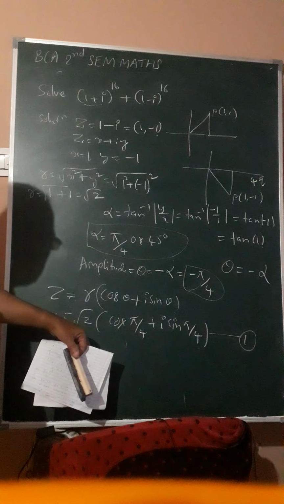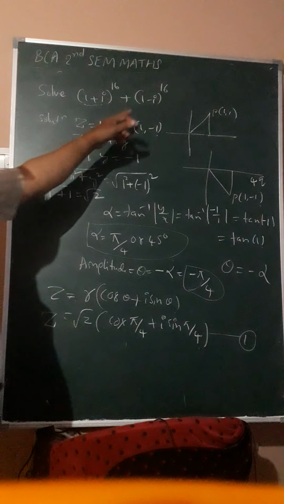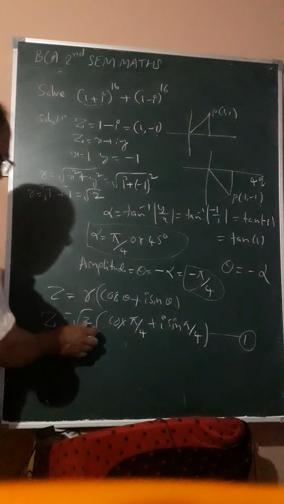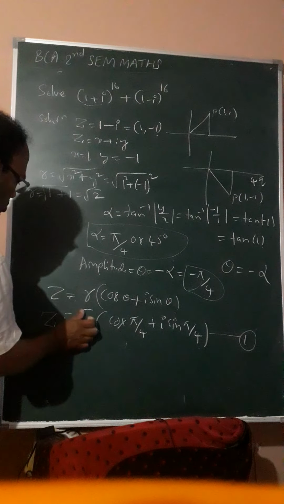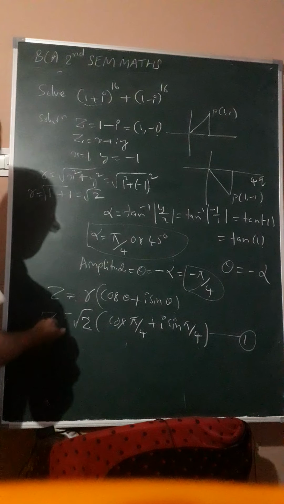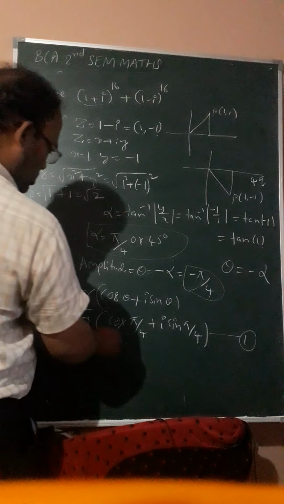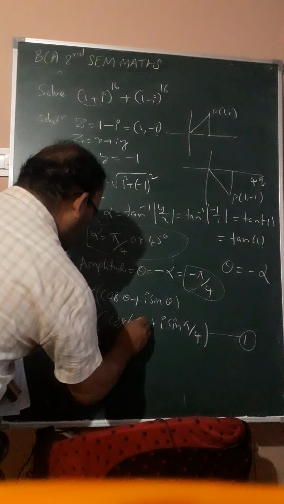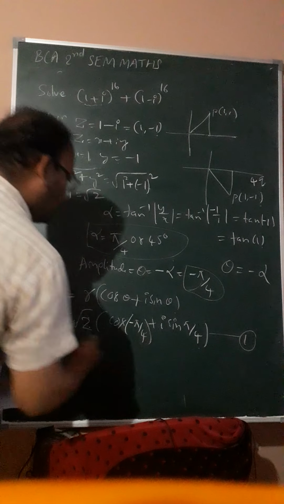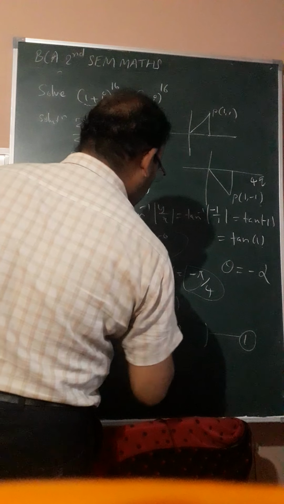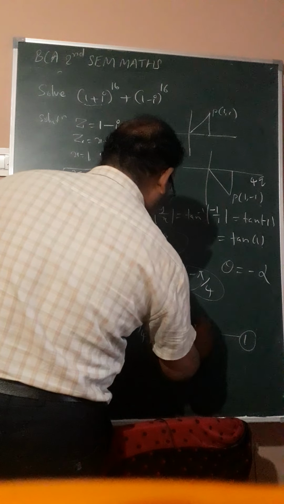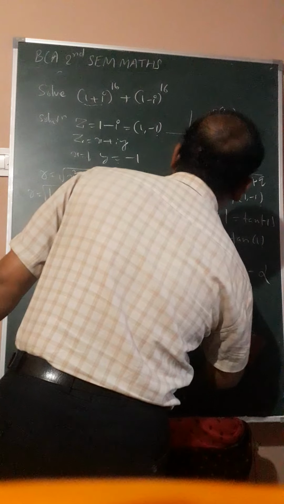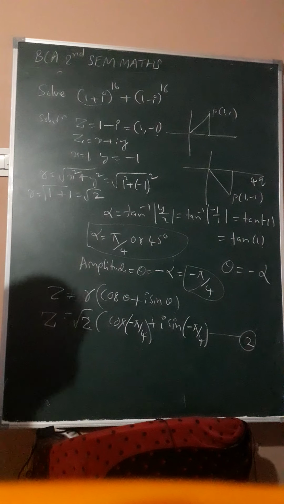Again, writing the polar form of this complex number, we get root 2 times cos of minus pi by 4 plus i sin of minus pi by 4. Call this equation number 2.